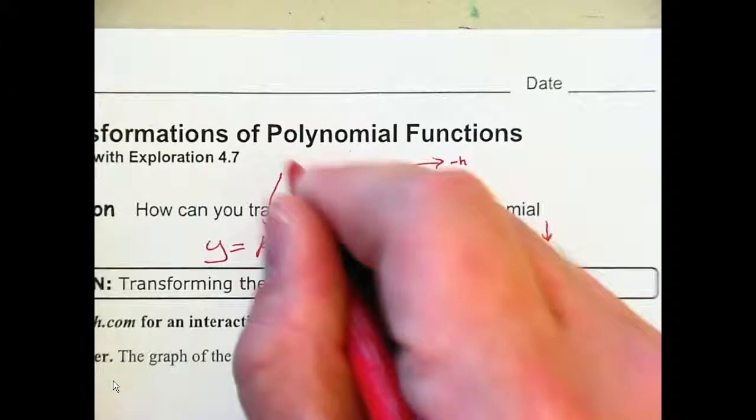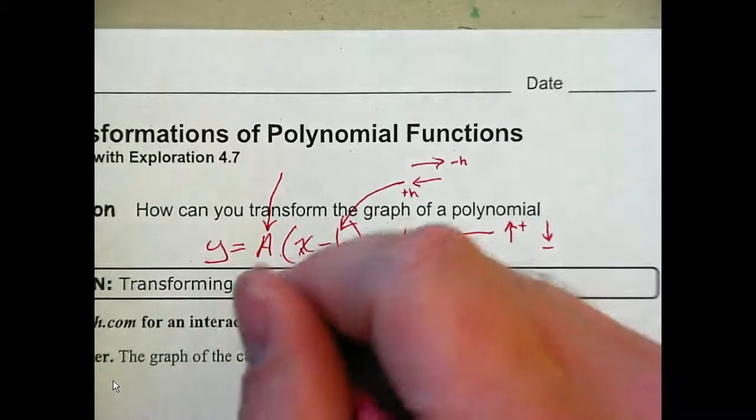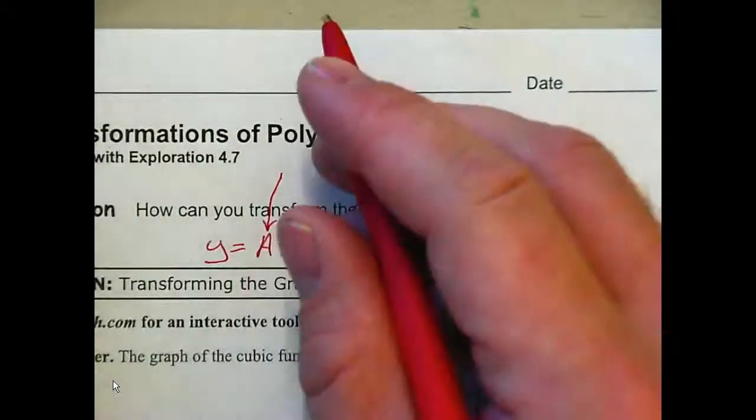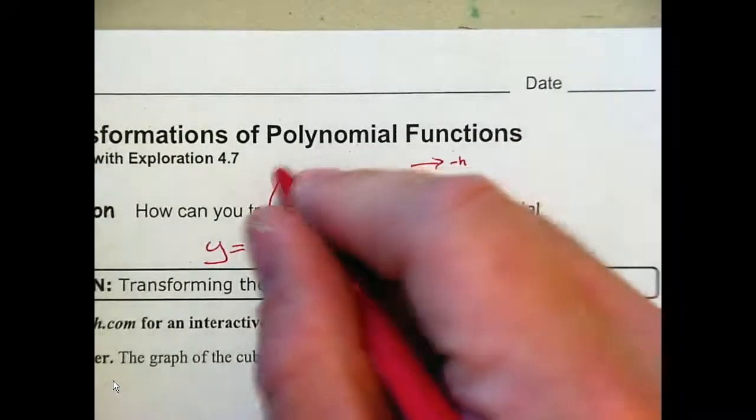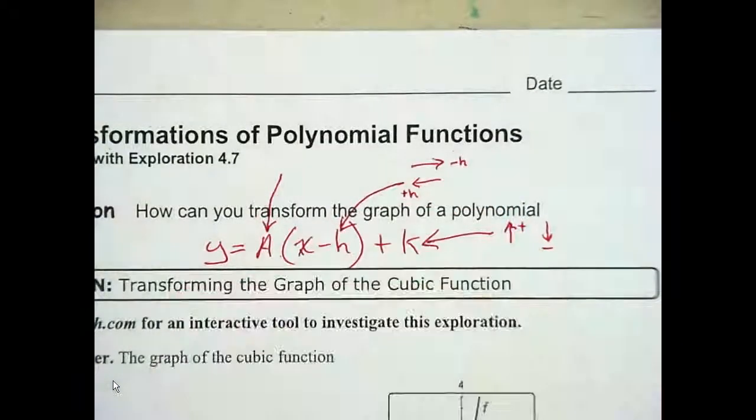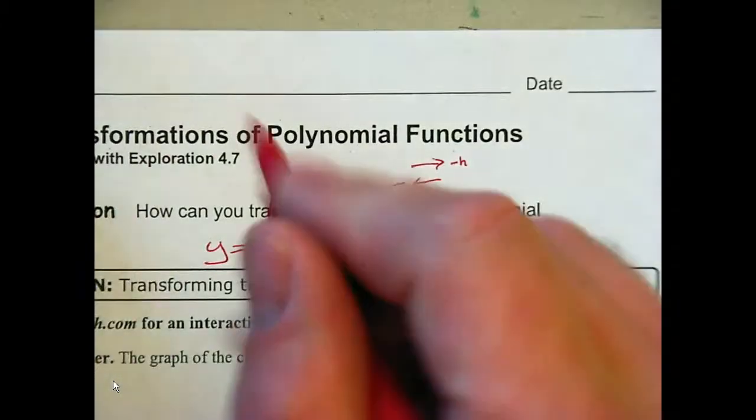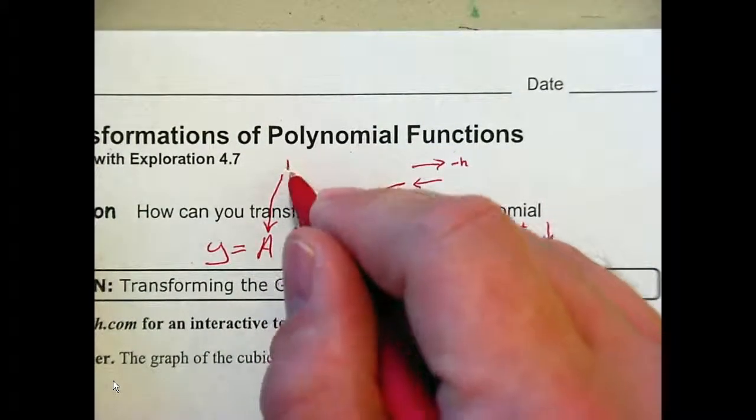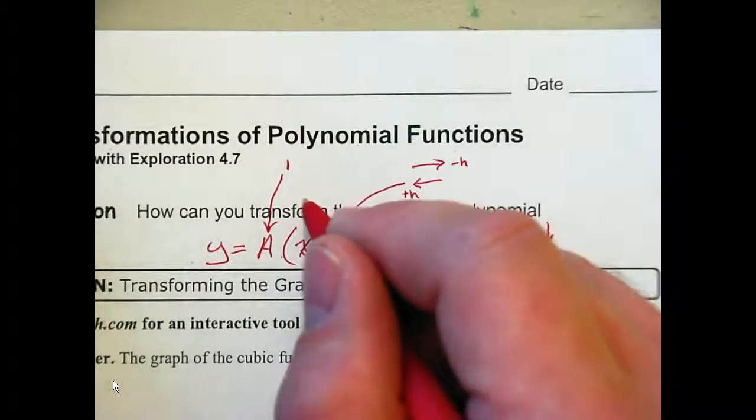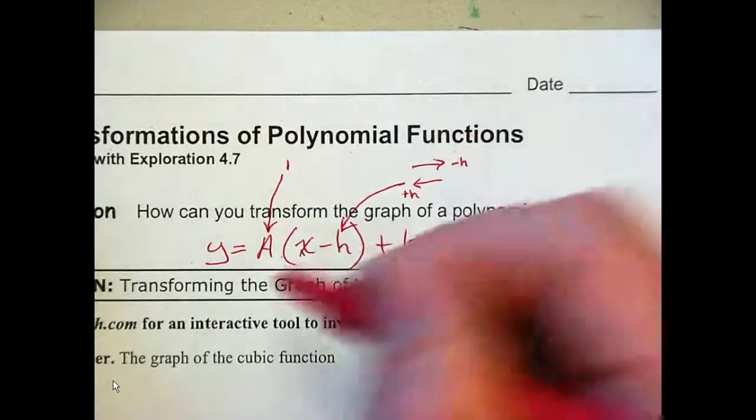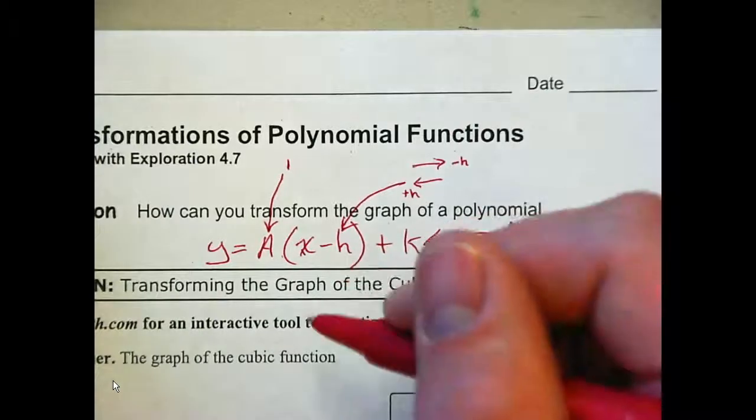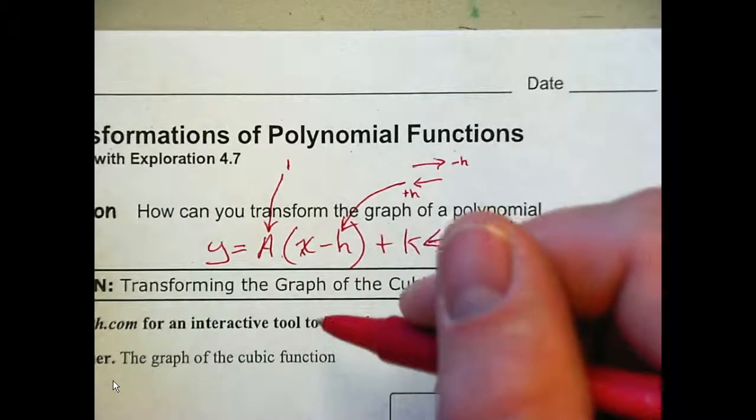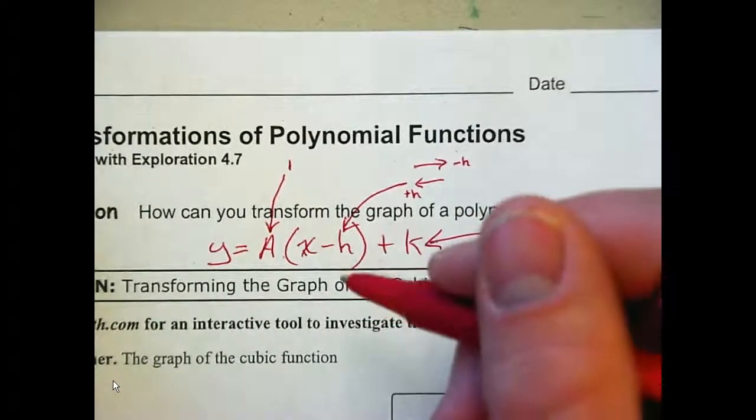But remember that it's kind of like your gas pedal. The higher the number, the faster it approaches infinity. So if it's a big a term, it's going up really fast. If it's a small a term, it's going up slow. And when I say small, I'm talking relative to the number 1. So if it's bigger than 1, it's going up faster than the parent function. If it's smaller than 1 but greater than 0, it's going up slower than the parent function. It's making it wider.